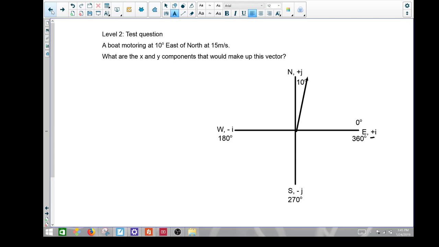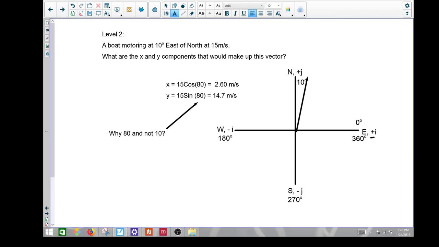Okay, so to solve this problem is just a little trigonometry problem, and you want to know the individual pieces that make this up component-wise for x and y. Alright, so there it is. Now, in this situation, we are using SOHCAHTOA, the sine function and the cosine function.